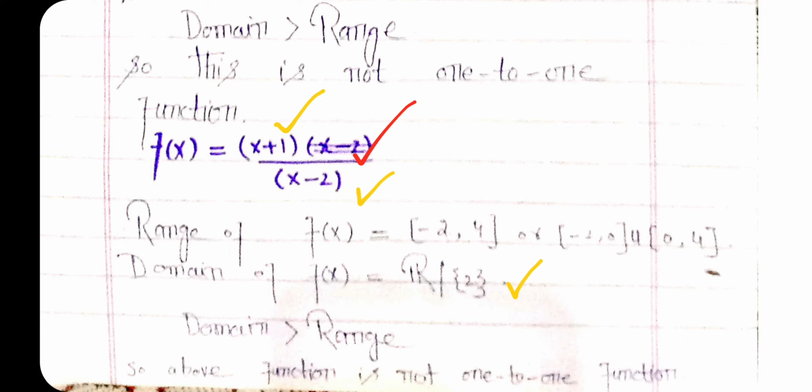That's why we eliminate this 2 from the domain, and the domain of the function is without 2. We can clearly see that the range of the function is the closed interval from minus 2 to 4. It means the range of the function is less than the domain, so this function is not a one-to-one function.